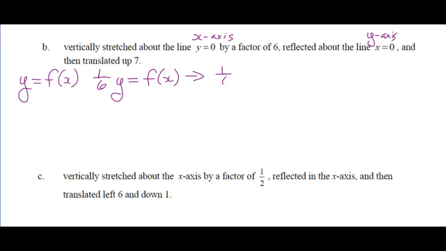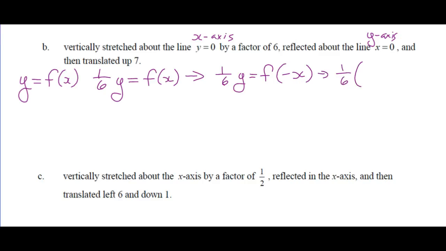What do I write? Yeah. Actually, yeah, I should have been asking that all along, right? So for the vertical stretch, what do I do? y is replaced with 1/6 y. x is replaced by negative x. Okay, and then translate up 7. What do I do?